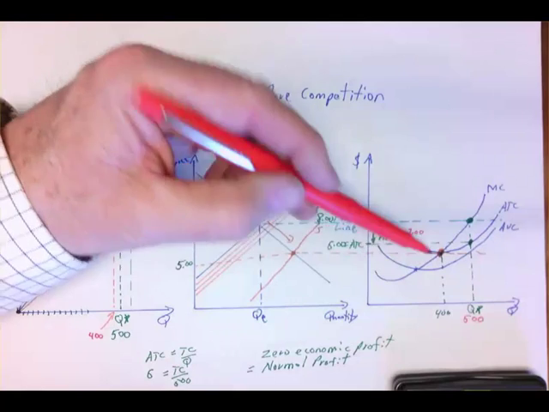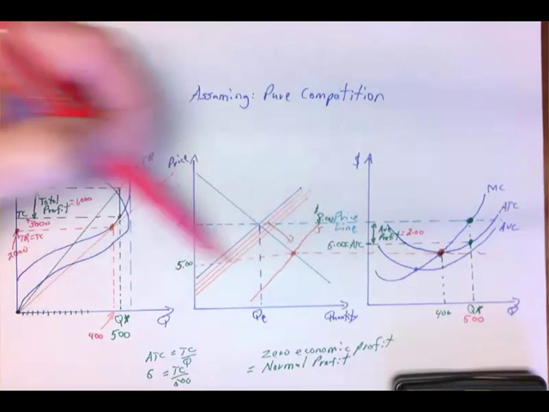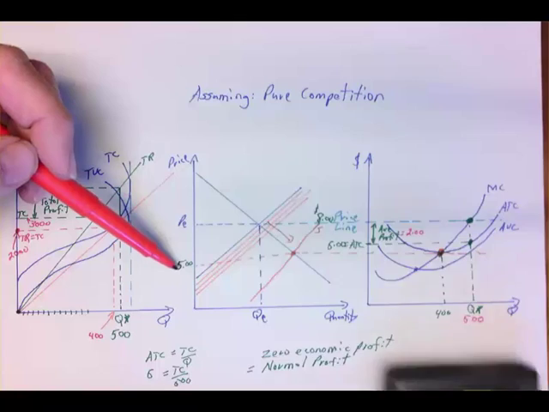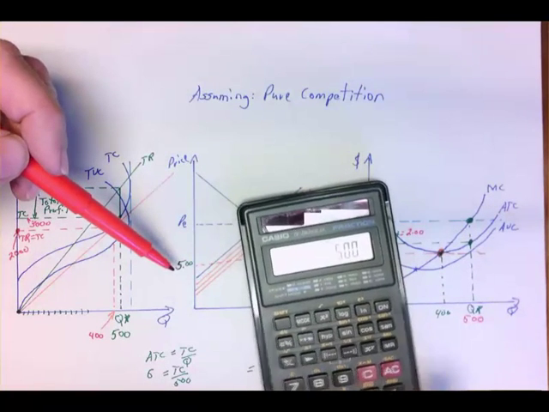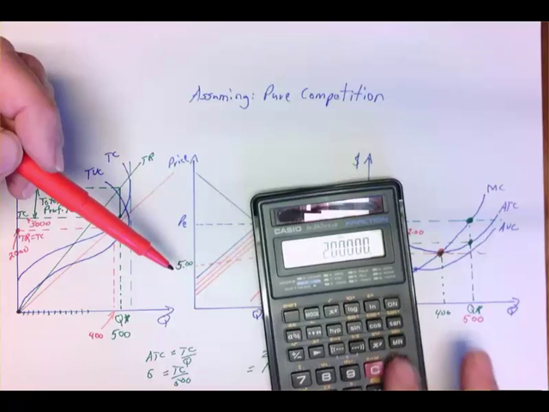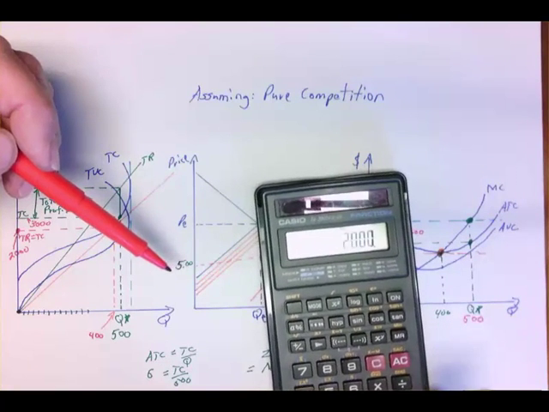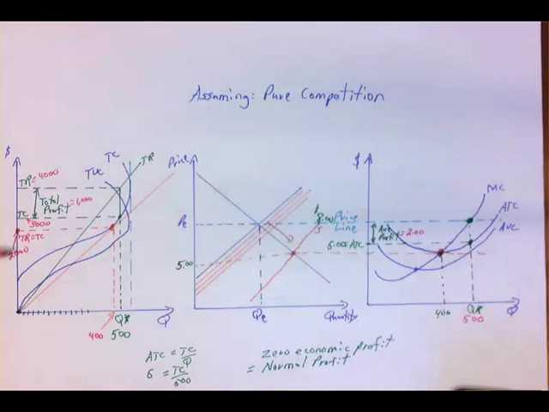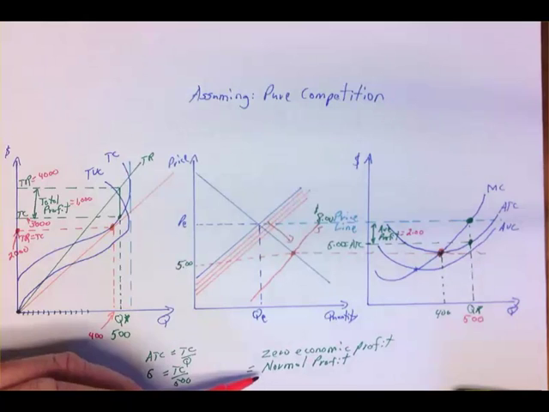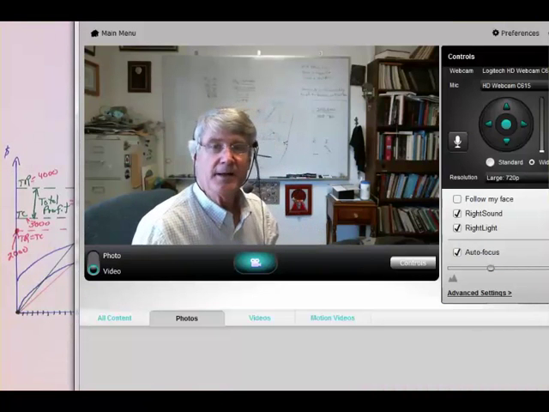Average total cost, which is read from this function, average total cost is $5. So if average total cost is $5 and we made 400 units, the total cost must be $5 times 400 units, 2,000. So total cost equals total revenue. There's zero economic profits, or if you like, you can call it normal profits. Okay, so that's how we work this out.